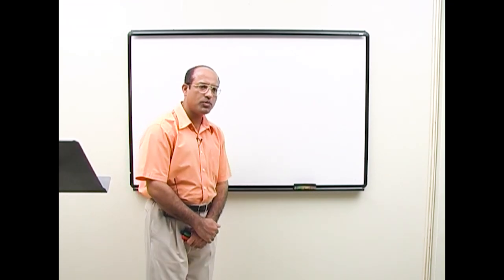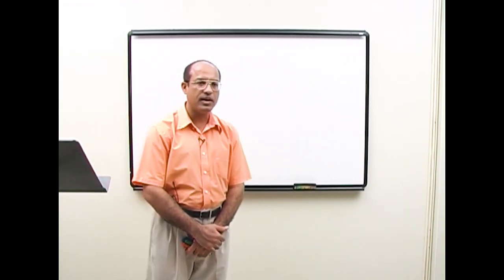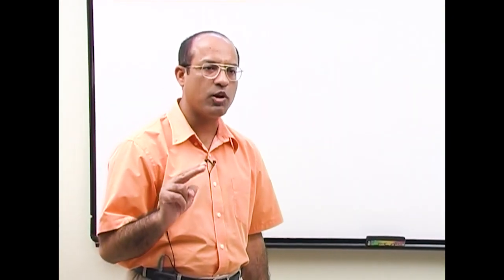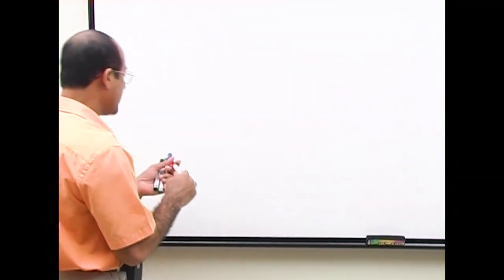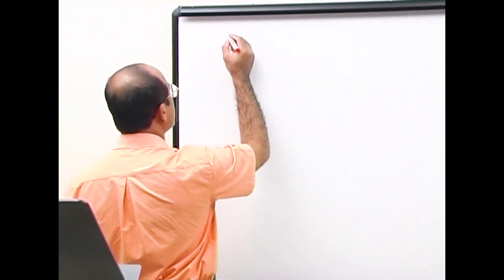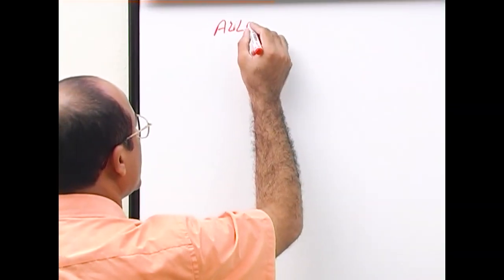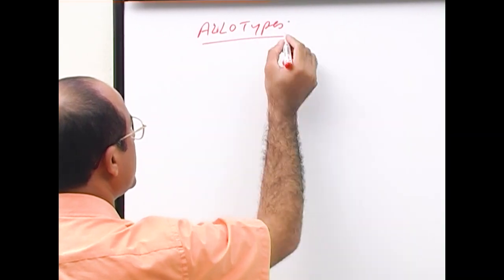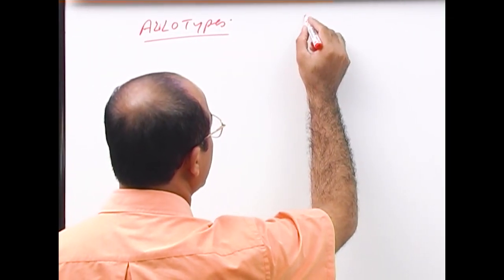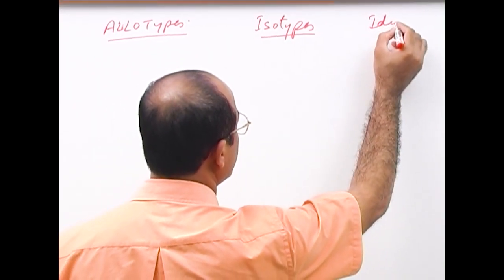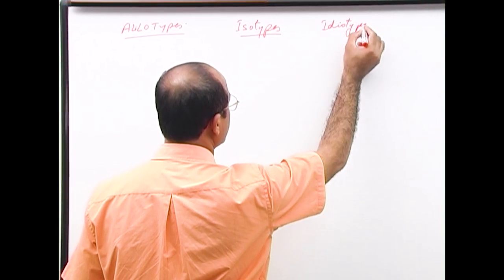okay, I will ask you some questions. Now we will talk about another way to type the antibodies. Antibodies can be classified as idiotypes, allotypes and isotypes. Another way to classify antibody is allotypes, isotypes and idiotypes.